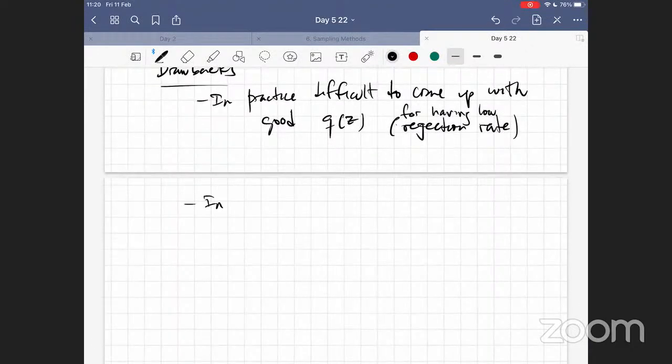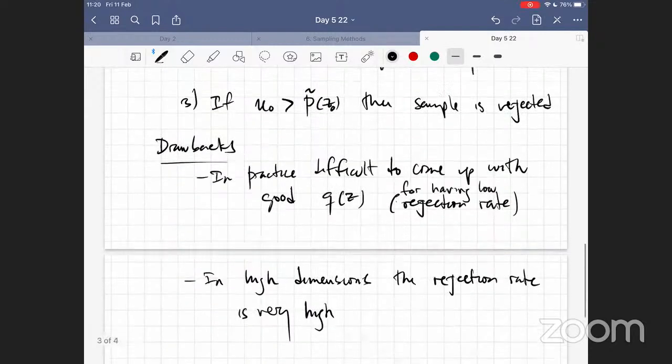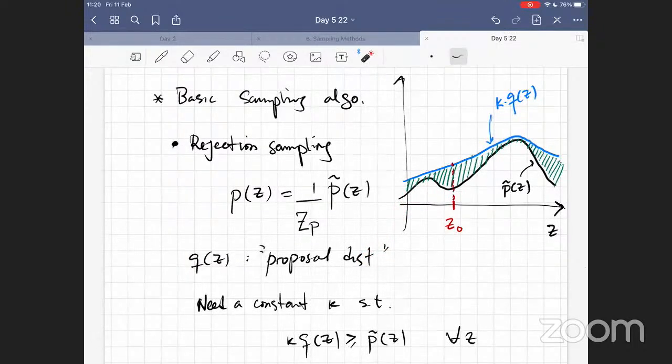And also in high dimensions, imagine that now I am not talking about one parameter, but many parameters. This rejection rate is also very high, and it is very high because the volume grows exponentially, right? So imagine that I now have 2 dimensions here. The volume that you reject will increase exponentially with the dimensions, right?